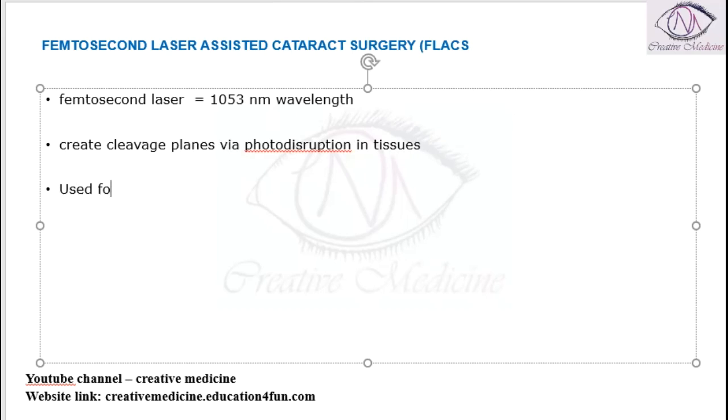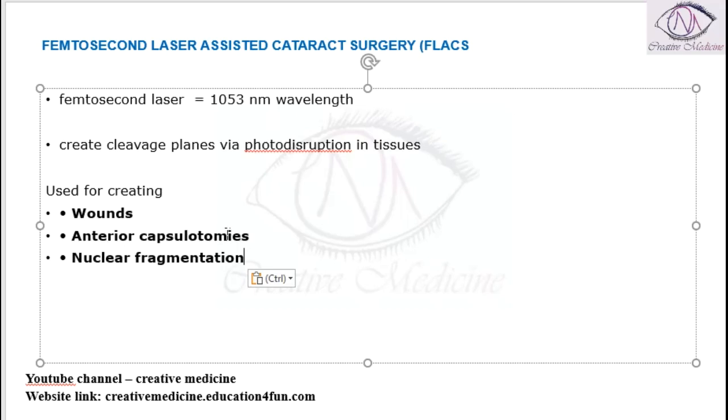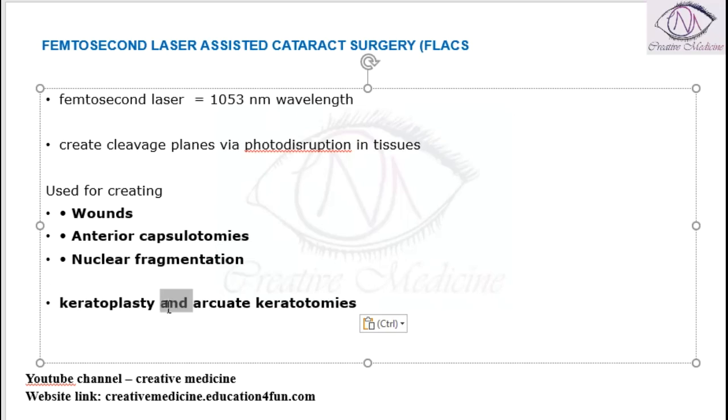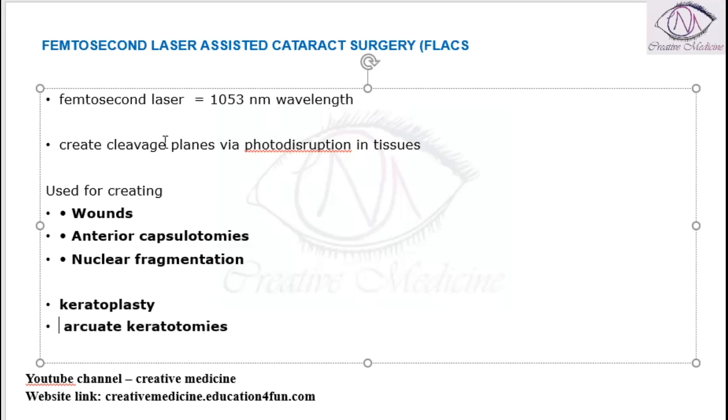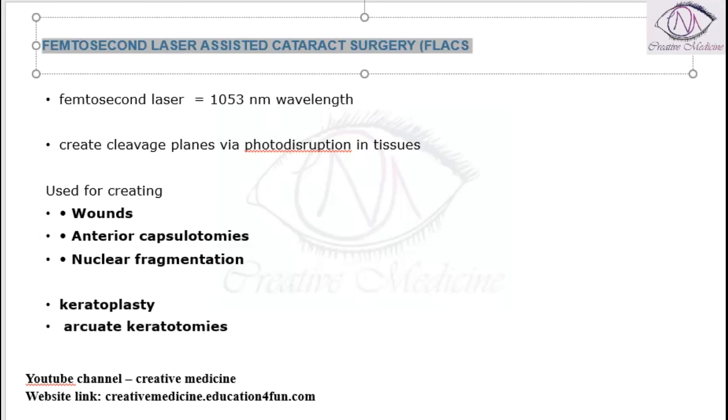So what is it used for? It is used for creating the following: the wounds, for healing the wounds, or for anterior capsulotomies. For creating anterior capsulotomies, we can use this femtosecond laser assisted cataract surgery, or we can also use it for nuclear fragmentation. It is also used in keratoplasty, and in arcuate keratotomies also we use this femtosecond laser surgery.